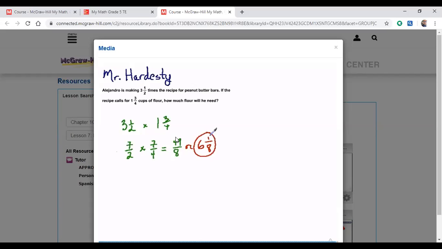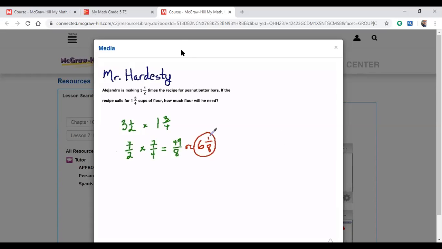Now I have 49 out of 8, which means 49 divided by 8. Which number is closest to and less than 49 and divisible by 8? And then it would be what? Yes, 48. 48 divided by 8 equals 6. I still have remainder 1. So the answer as a mixed number would be 6 and 1 out of 8. Okay.